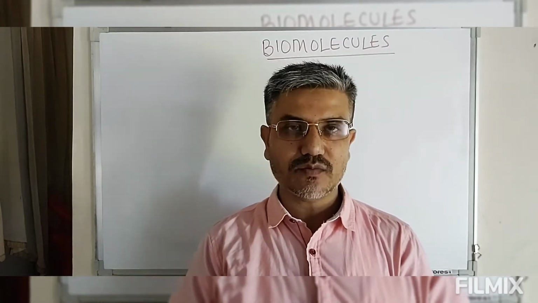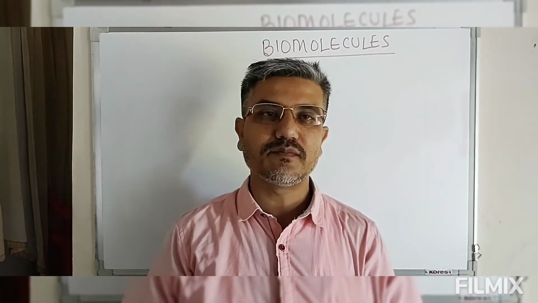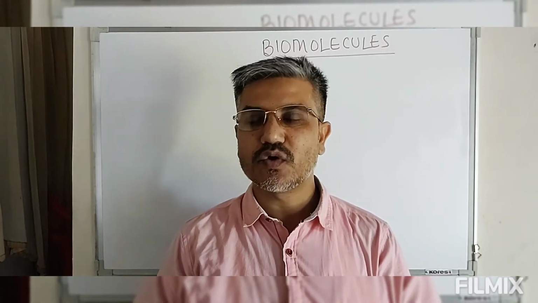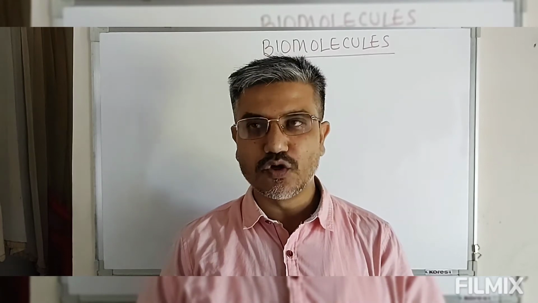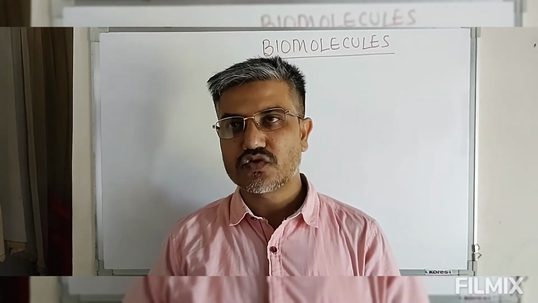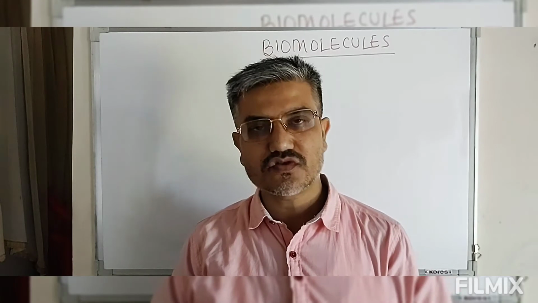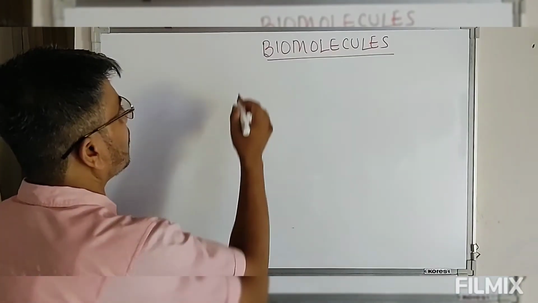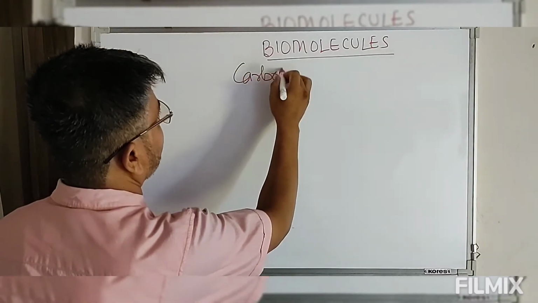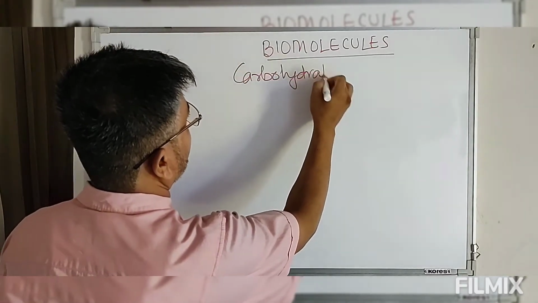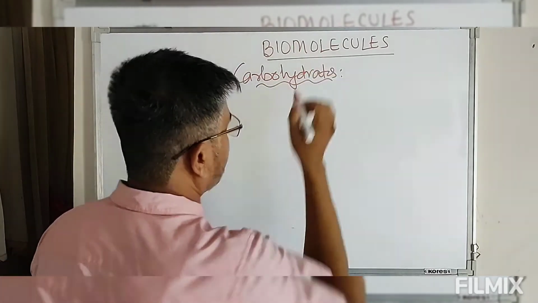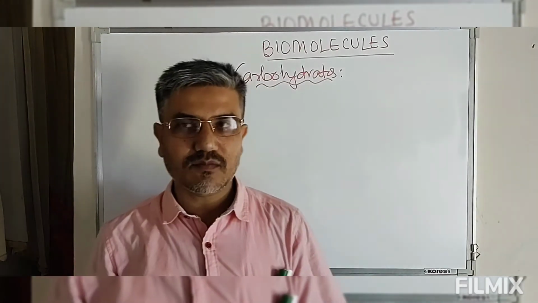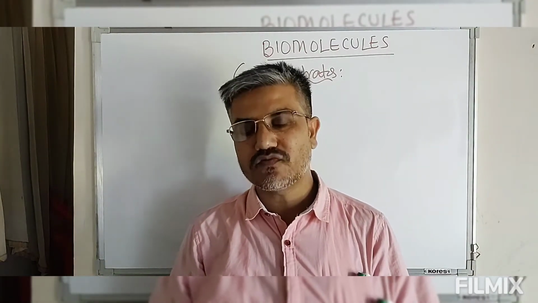So, under these biomolecules, we have a number of important compounds like carbohydrates, proteins, amino acids, nucleic acids, etc. So we'll take up one by one. First of all, we'll take up the first important compound, that is carbohydrates. So let's start with these carbohydrates. In many of the books, these carbohydrates are defined as the hydrates of carbon.